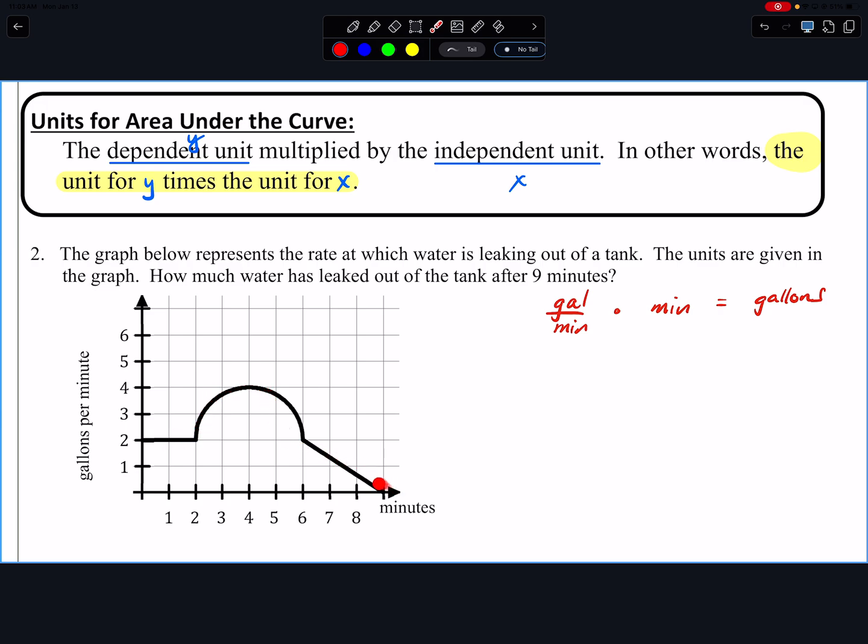Is this a normal looking function? No. So what we could do is break this up into different shapes that we can find the area of and then just add up all the areas. Okay, so from 0 to 9, do you guys agree it's going to be from 0 all the way to this point right here? Okay, so this is what I want you guys to do. If you guys have different colors, excellent.